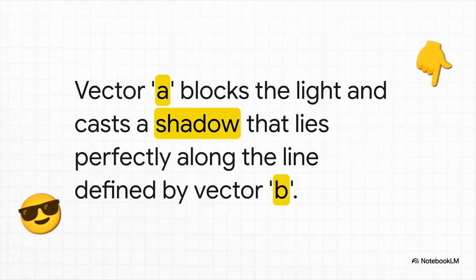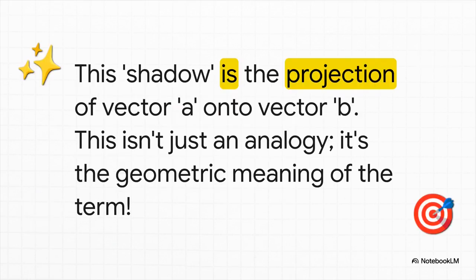And there it is. See that? With the light shining down, our object, vector A, blocks the light and throws a shadow. And look where it lands, perfectly flat, lying right along the same line as vector B. And that right there, that visual, that is the entire concept. That shadow that just appeared isn't just like a projection, it is the projection of vector A onto vector B. It's the real geometric meaning of the whole thing.